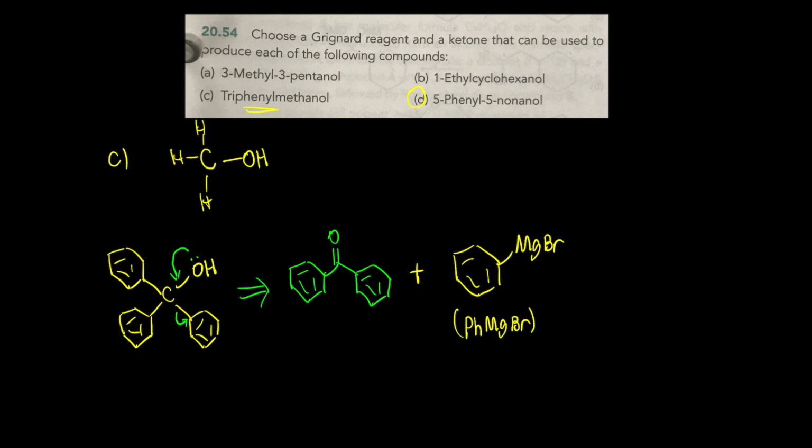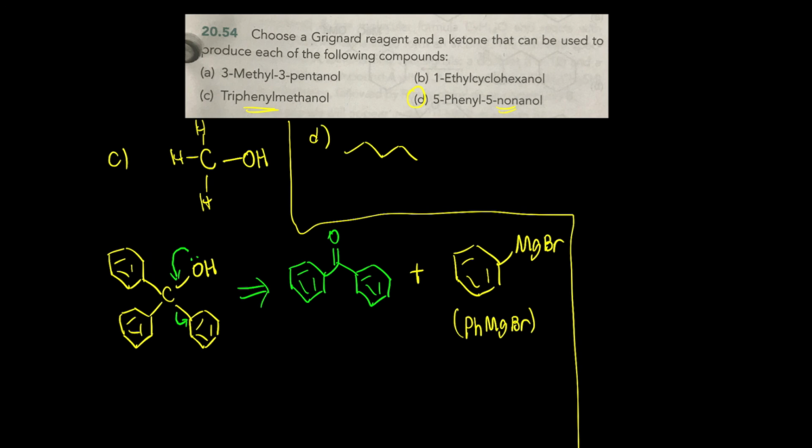For part B, we have a crazy looking thing. Remember, non means 9, so let's sketch out nonane. So we got 1, 2, 3, 4, 5, 6, 7, 8, 9. And let's position the alcohol at carbon 5. And let's position a phenyl group at carbon 5. Okay? So that's a really long bond. I just don't want to bump into the label 3 there.